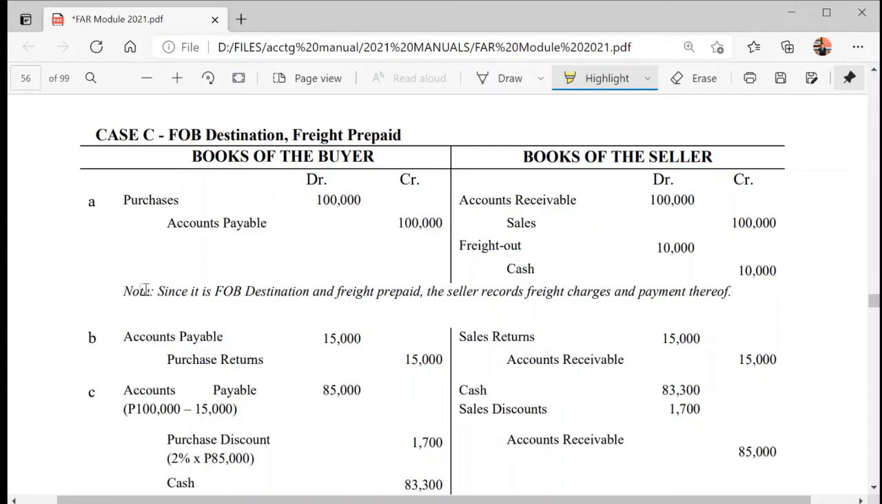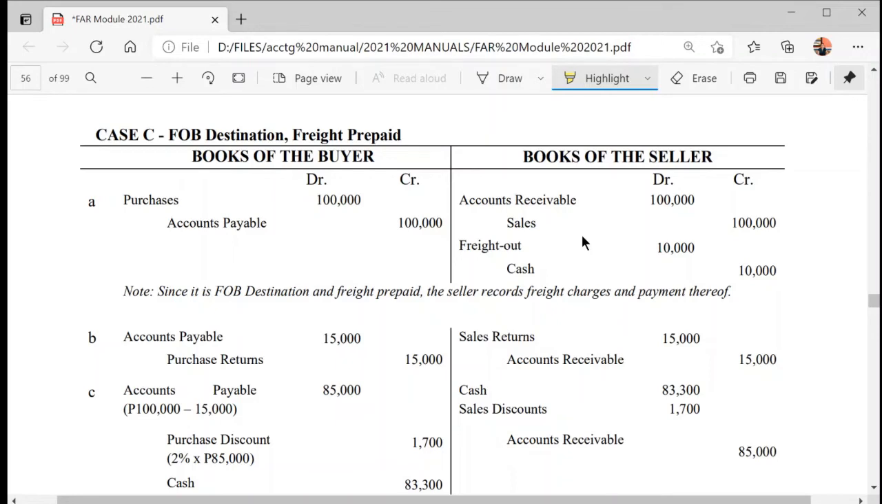So again, purchases, credit accounts payable on the side of the buyer, and then debit accounts receivable and credit sales on the side of the seller. But remember, since the seller is the one responsible for the freight because it is FOB destination, the seller would be the one to record the freight charge. And how does the seller record the freight charge? That would be debit to freight out.